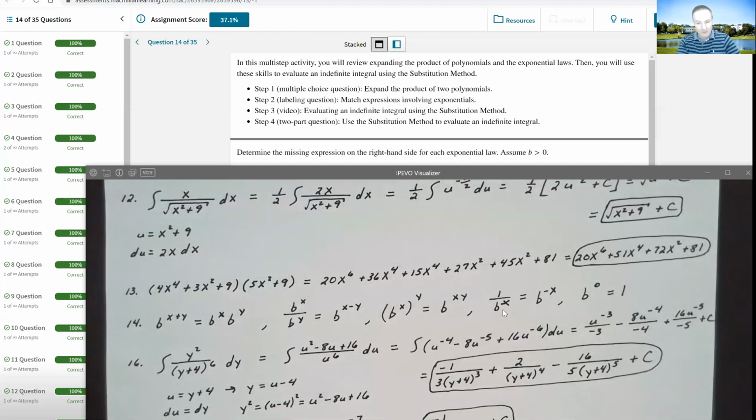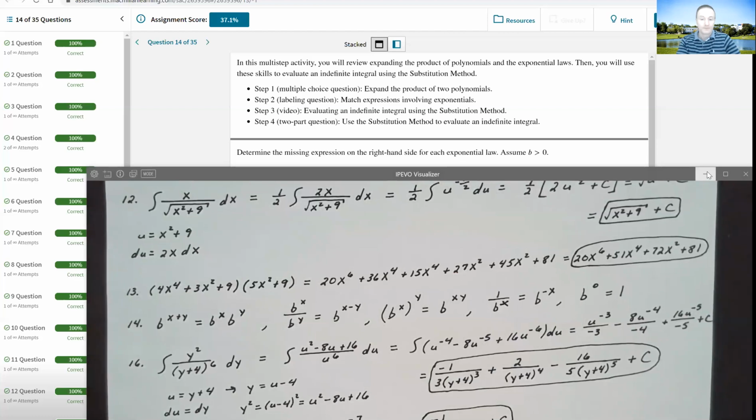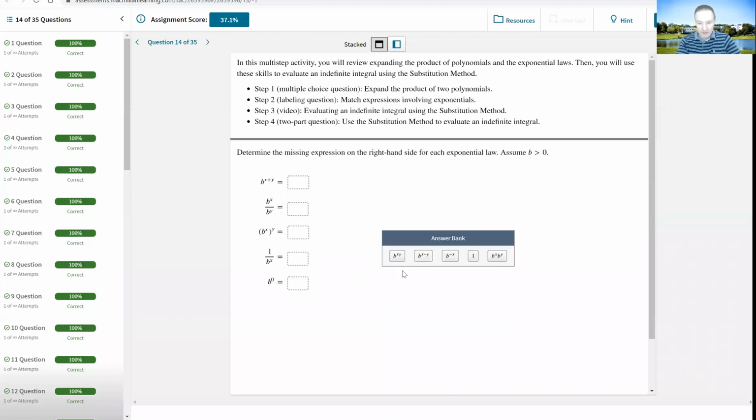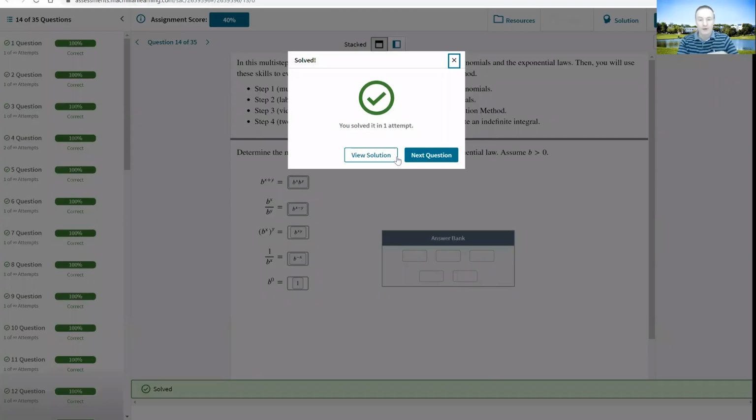1 over b to the x, that's the same thing as b to the negative x power, and b to the 0, any number to the 0 power is 1. Now, matching these in here, b to the x plus y, that's our b to the x times b to the y. B to the x over b to the y, that's our b to the x minus y. Power to power, we multiply those exponents. The negative exponent rule, 1 over b to the x is b to the negative x, and any number to the 0 power is 1. Done. Check that answer, and of course it's right.